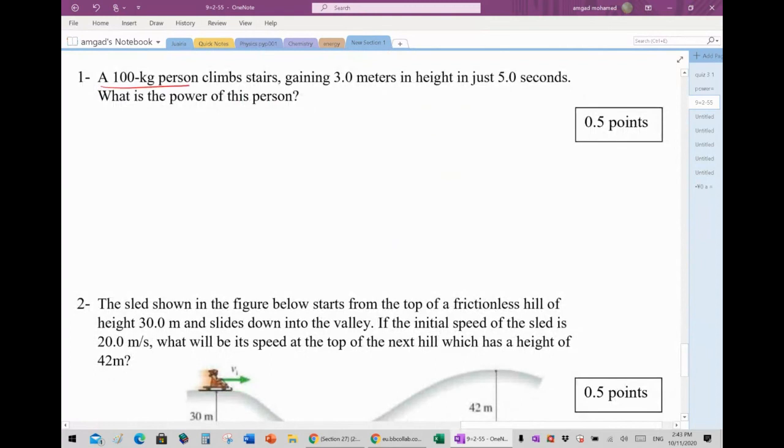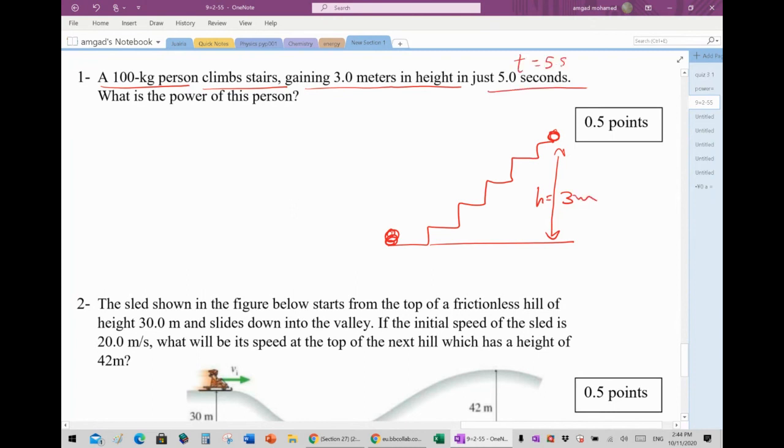A 100-kilogram person climbs stairs, gaining 3 meters in height. Like someone climbs the stairs. He starts from here until here, a 3-meter height, in just 5 seconds. That's a good one. So he gives me the height and the time. What is the power of the person?